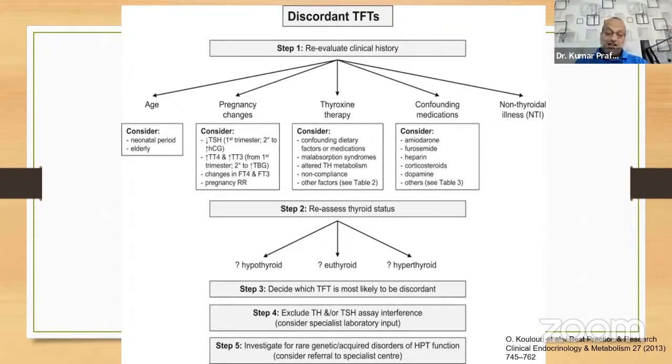If there are still certain abnormalities, you need to exclude assay abnormalities, which I discussed in a couple of cases, and then you need to exclude genetic or acquired disorders of the hypothalamo-pituitary thyroid axis.